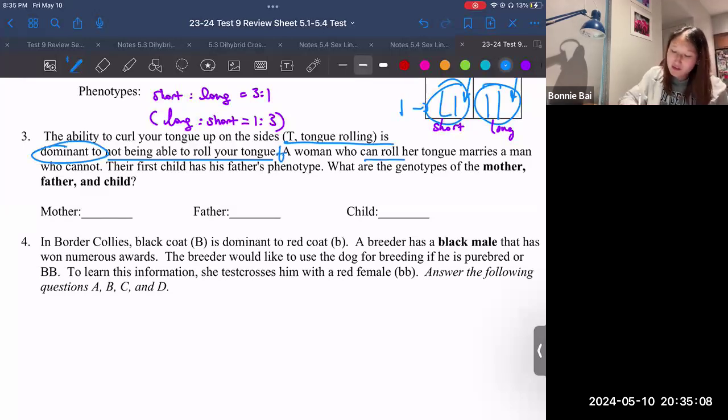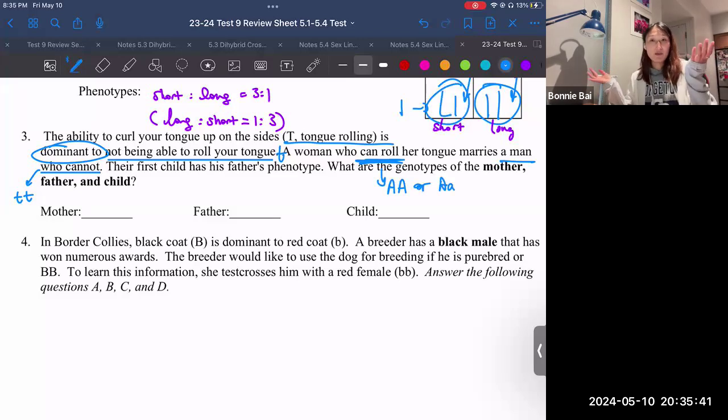A woman who can roll her tongue marries a man who cannot. Well, here's the deal. We got a problem over here, okay? The man who cannot roll their tongue. Well, not rolling is recessive. So we know the only way to have recessive is to have 2 of them, right? So that's when you have little t, little t. Easy. But now, mom is a little questionable right now. She can roll her tongue. She could be big T, or she could be big T, little t. Well, which one is it? I don't know. I put an emoji right here. I don't have one, but we don't know which one, right?